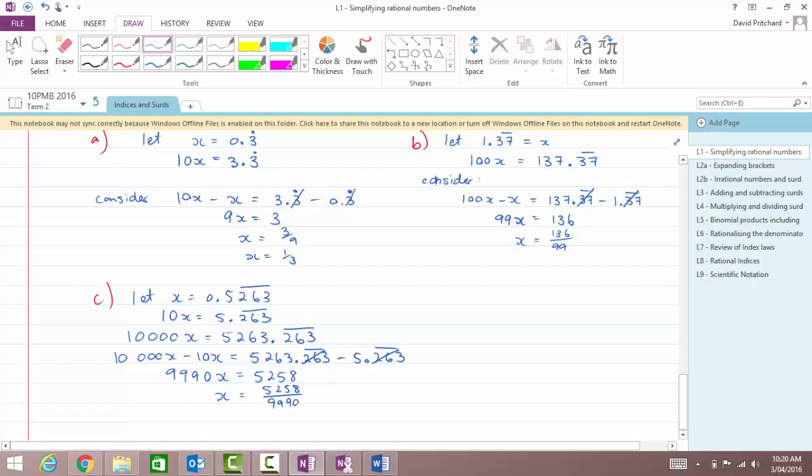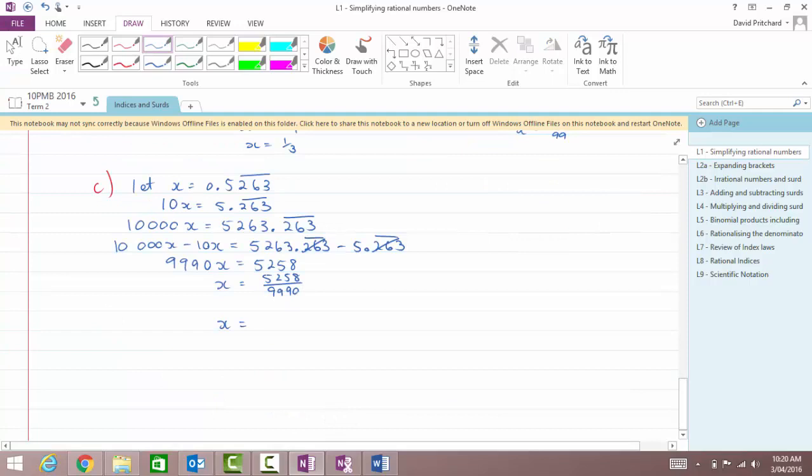And if we use our calculator to simplify that, the simplified answer would be 2629 on 4995. Now we have it in our simplest form.